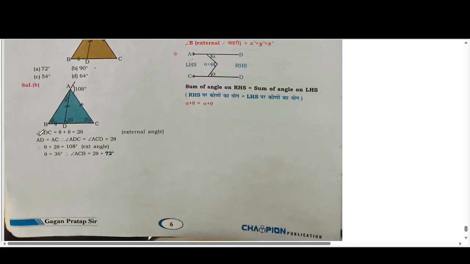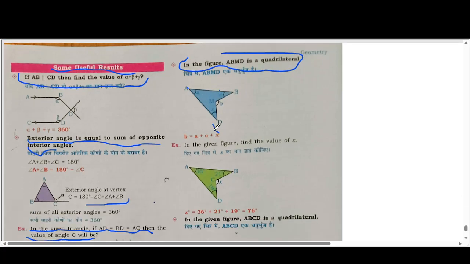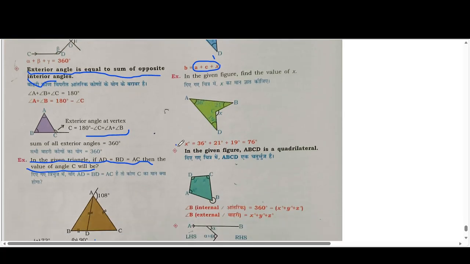In the given figure, if AB is parallel to DC, then the value of C will be angle ABC, theta plus 2 theta, theta and 2 theta, 36, 70, 72. In the figure, ABCD is a quadrilateral. Angle B is equal to angle ABC plus X. In the given figure, X is equal to 36 plus 21 plus 19, which is equal to 76.